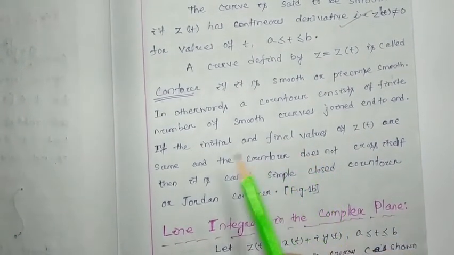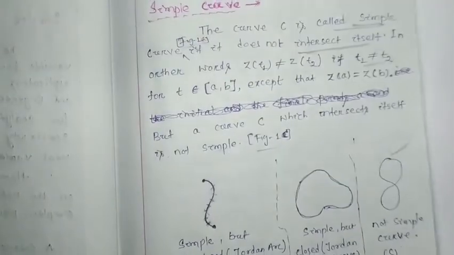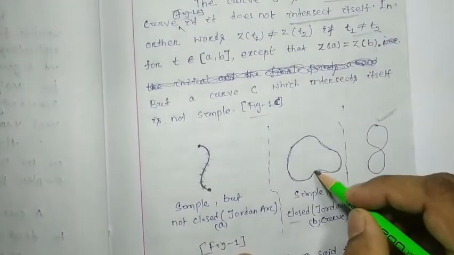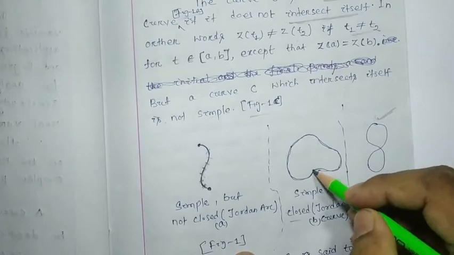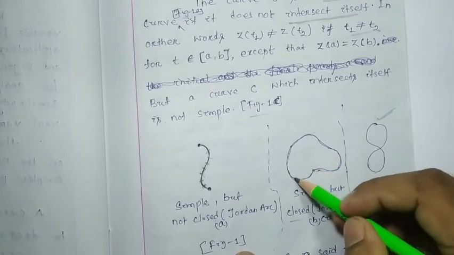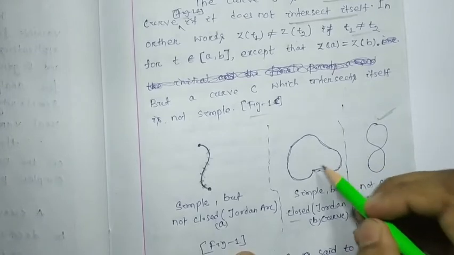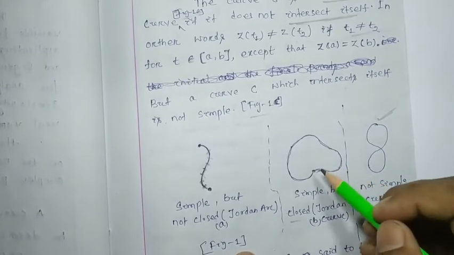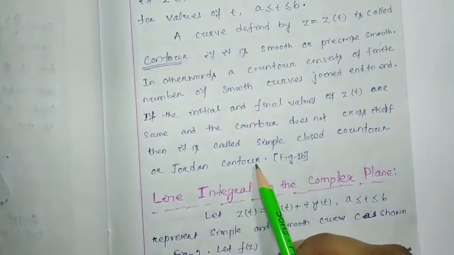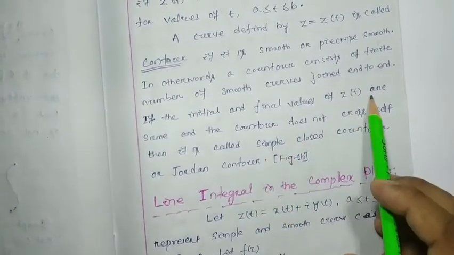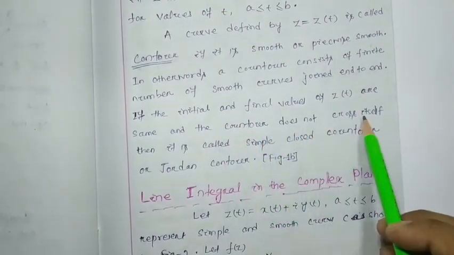It is written that if the initial and final values of z(t) are the same, that means if we consider this curve, one can move on the surface of this curve, and the final point will be the same as the initial point. So this will be called a simple curve, or simple contour, or Jordan curve, or Jordan contour. The initial and final values of z(t) are the same and the contour does not cross itself.